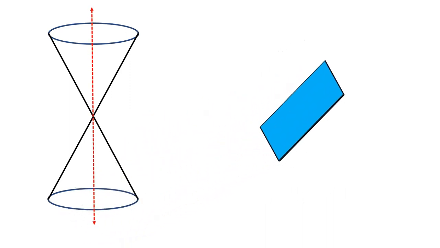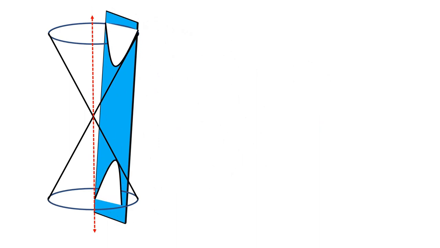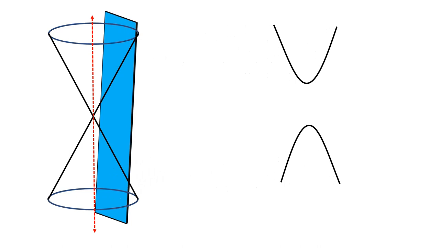Next, the plane cuts both nappes of the double cone through its bases like this. And what do we get? We get a hyperbola.